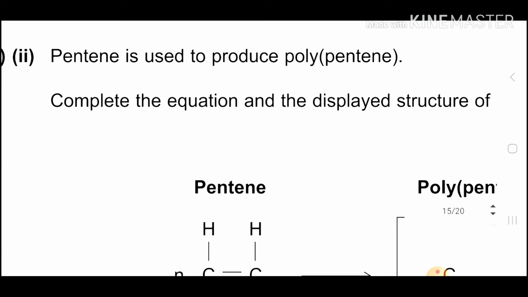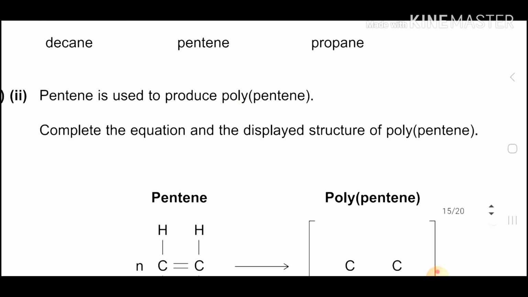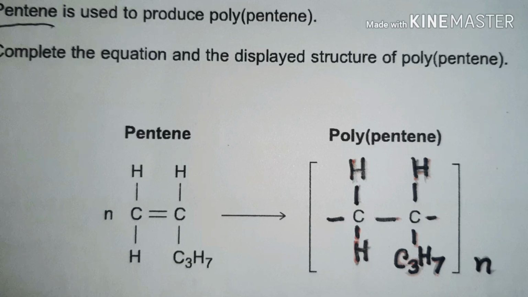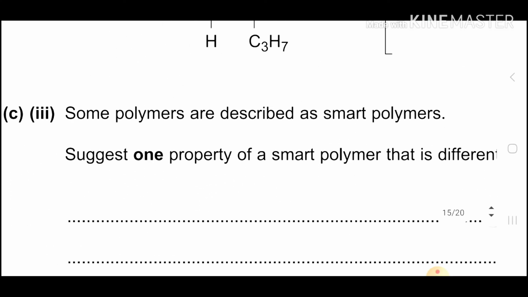Next one, pentane is used to produce polypentane. Complete the equation and the displayed structure of polypentane. So pentane, you can see, is right here. So you just write here a polypentane. You just make it first. Right here hydrogen here and here and here, and here is a C3H7. All right, and here is an n. So you just draw one bond here. So yeah, that's it.